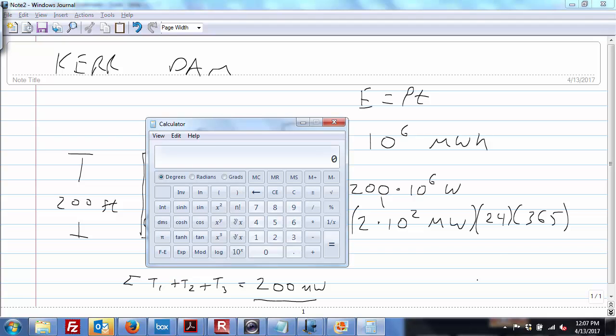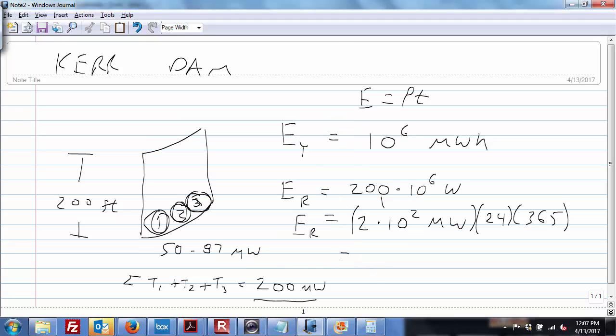What's on your calculator? Yeah, 200 times 24 times 365. What'd you get? 8760. Yeah, multiply it by 200. Yeah, you got it. So 1.75 times 10 to the 6th equals 1.75 times 10 to the 6th megawatt hours. I should have put that in here.